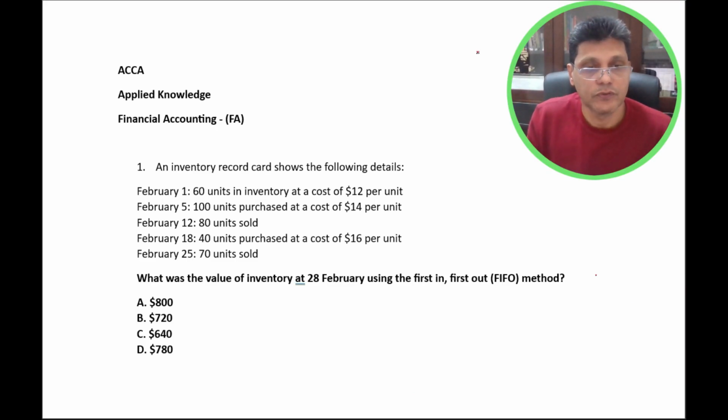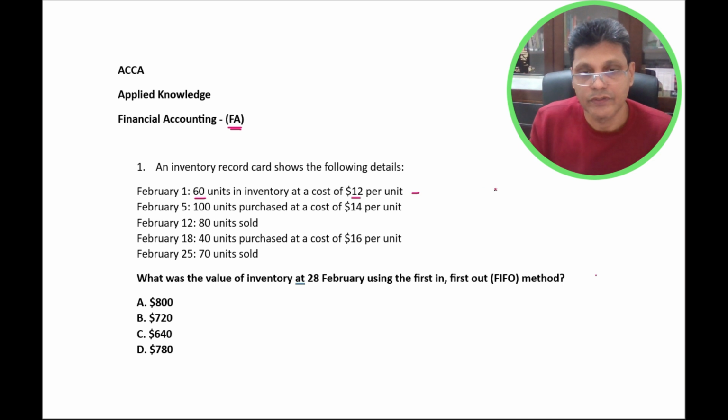Okay, let's move on to the following questions. This is in relation to financial accounting, ACCA Financial Accounting FA. The first question is, an inventory record card shows the following details. February 1st, 60 units in inventory at a cost of 12 per unit. So this is the opening stock value.